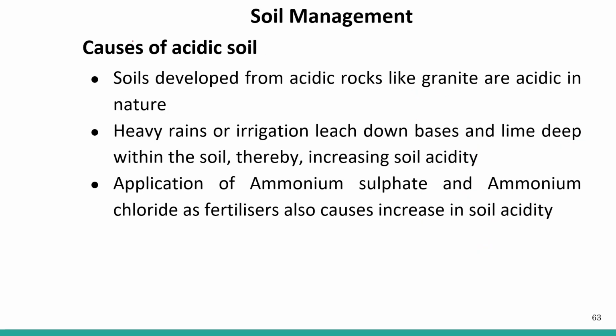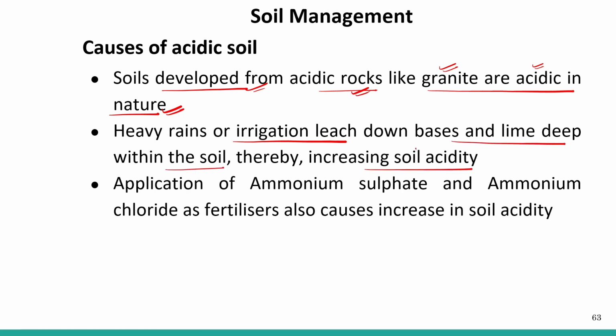Causes of acidic soil. Soil developed from acidic rock like granite is acidic in nature. Heavy rains or irrigation leach down bases and lime deep within the soil, thereby increasing the soil acidity. Application of ammonium sulfate and ammonium chloride as fertilizer also increases the soil acidity.